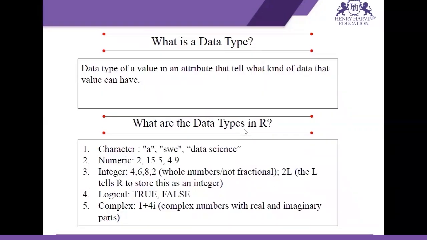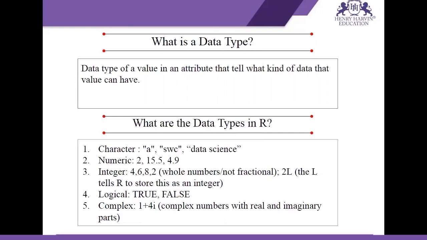First is character. Character means a letter form, alphabetical form, in which it can be a single letter or a group of letters. Like A, you can store a, or a group of letters like data science, or name, address, it can be anything. Numeric data type means it can be a whole number, a fraction, a decimal, any part. Integers are whole numbers or non-fractional values like 4, 6, 8. In R, we add a capital L to that integer number so that it can be saved in the form of integer.